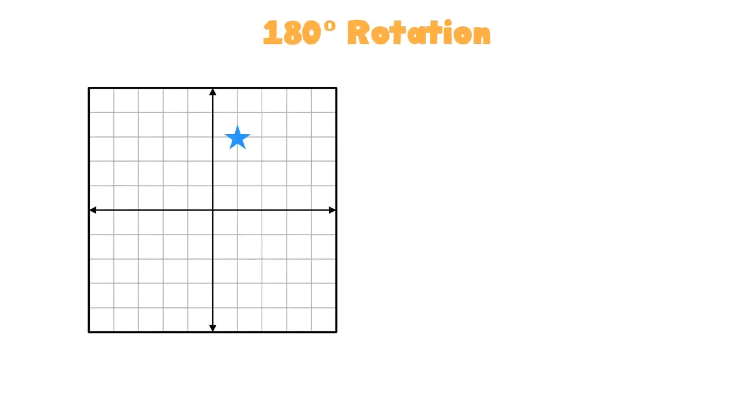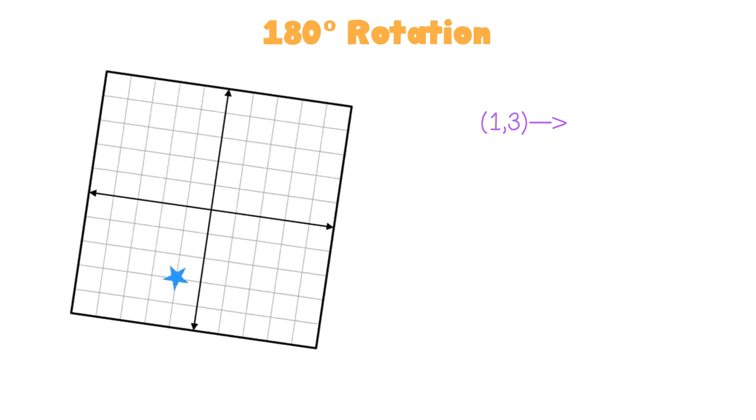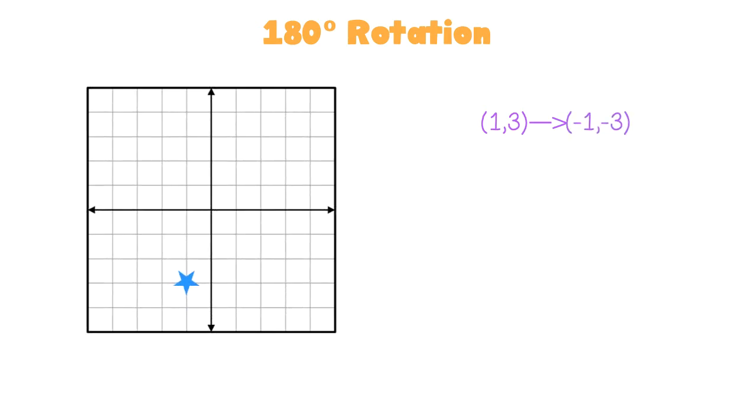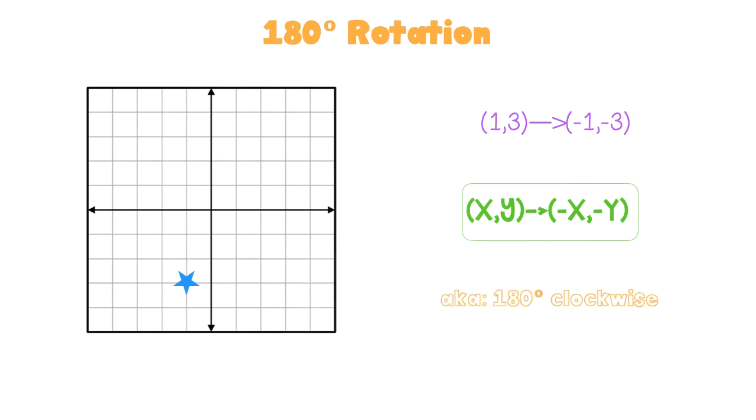Let's look at a 180-degree counterclockwise rotation. Again, we still have 1, 3 as our pre-image. I'm going to turn 180 degrees counterclockwise to get to the point negative 1, negative 3. If I want to come up with a rule for any point x, y under a 180-degree rotation, I see that my x, y change to negative x, negative y. This is the rule for any 180-degree counterclockwise rotation, also known as 180 degrees clockwise or negative 180 degrees.